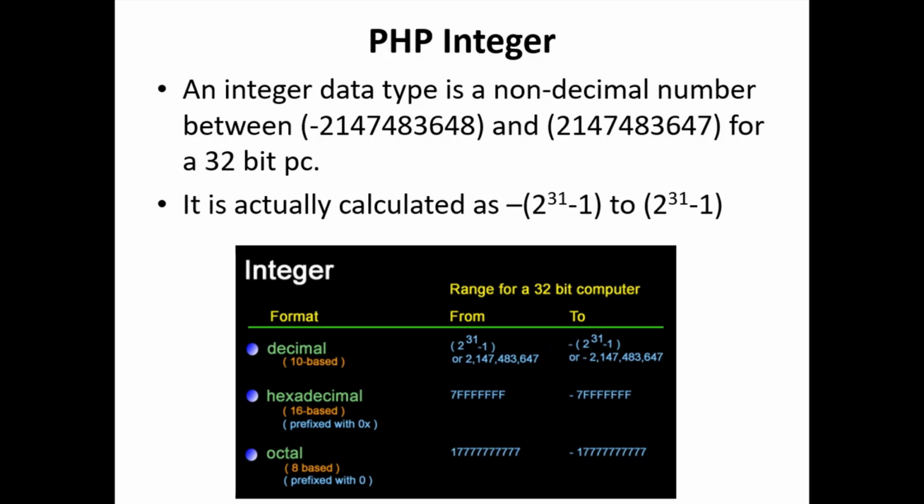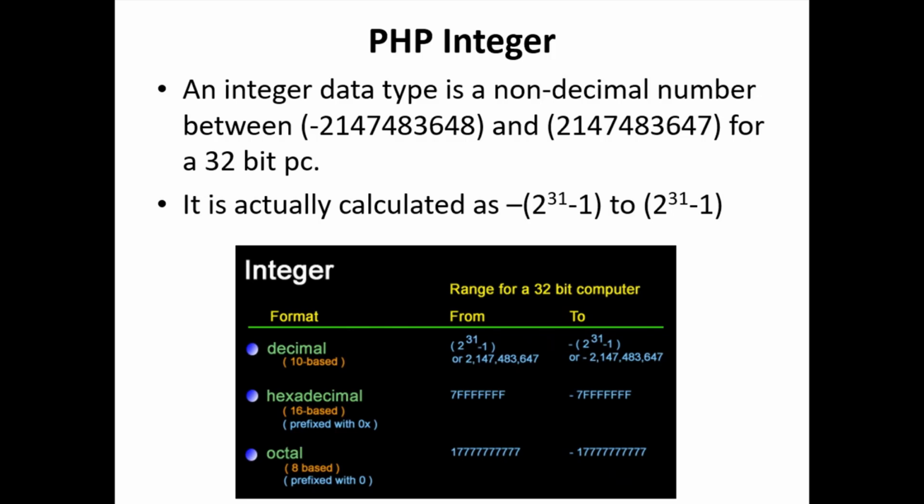So it will be using 31 bits. So 2 raised to power 31 minus 1, that is the maximum range, and minus 2 raised to power 31, that is the minimum range for the PHP integers. This range is in decimal.